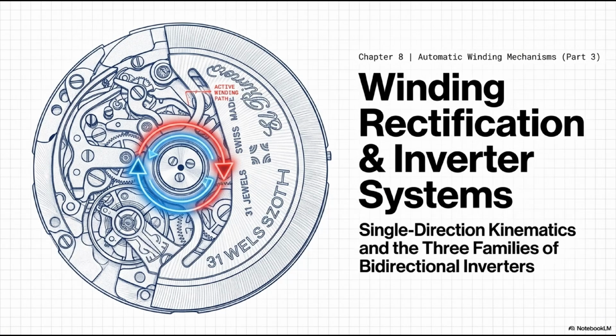First, we will look closely at single-direction kinematics, seeing exactly how pulse systems lock and freewheel. Then, we will undertake a comprehensive deconstruction of bidirectional inverters. We will classify and analyze the 3 great families of mechanical rectifiers: the cam/lever, the rocking plate, and the modern clutch wheel. Prepare to look at some of the most ingenious microengineering ever devised.